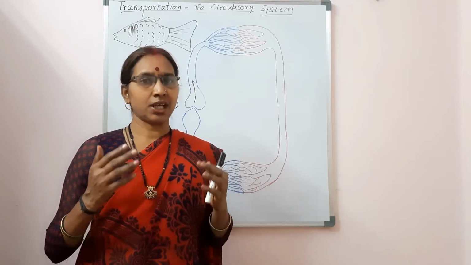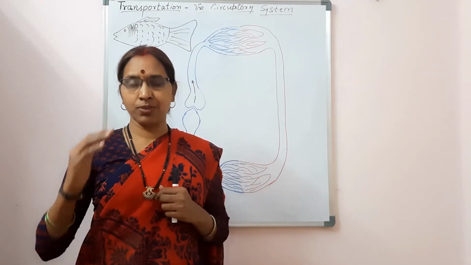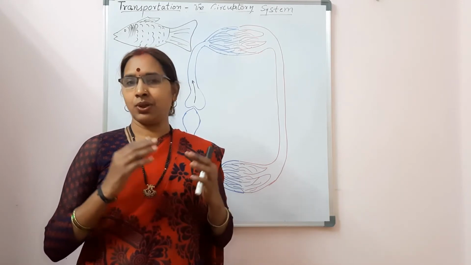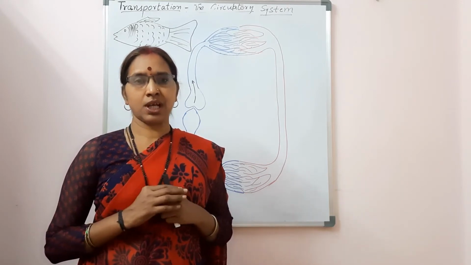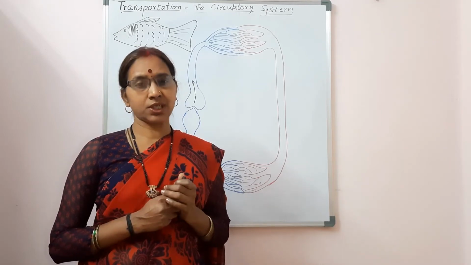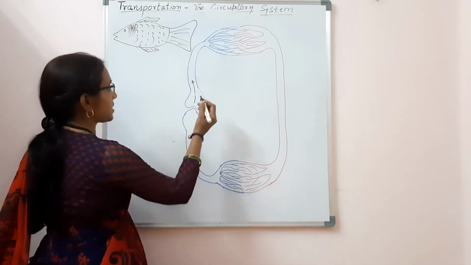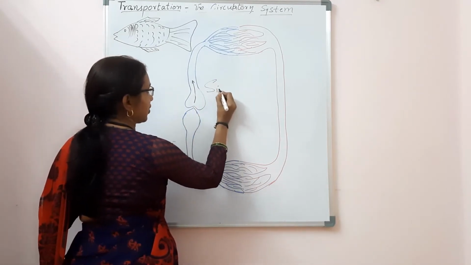Today we shall learn about the course of the blood flow from the heart to different parts of the body. So this course is of two types. The first one is known as the single circulation. We shall call it single circulation.